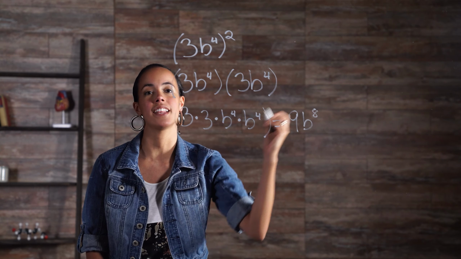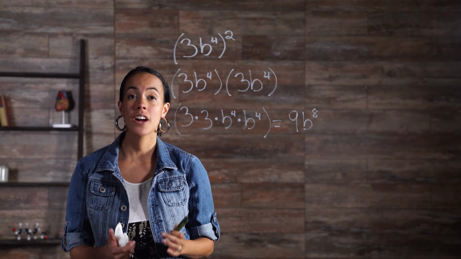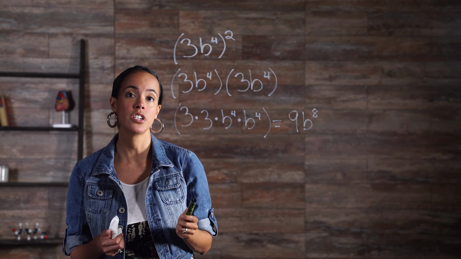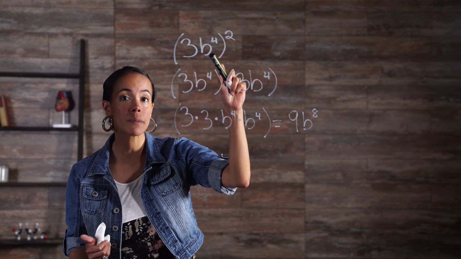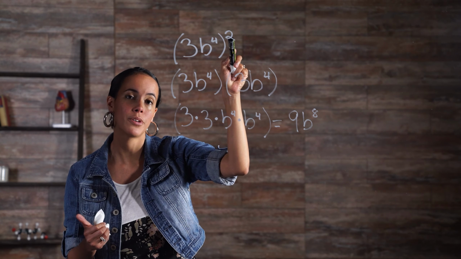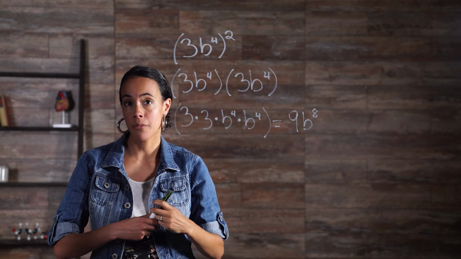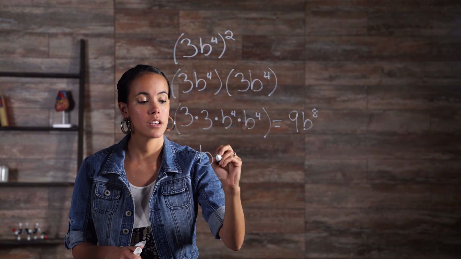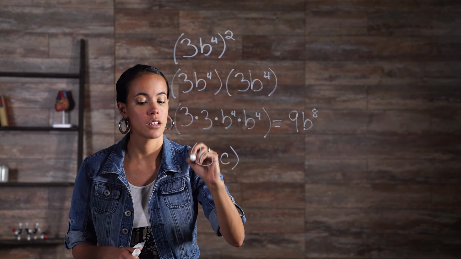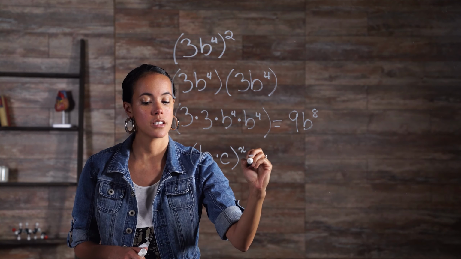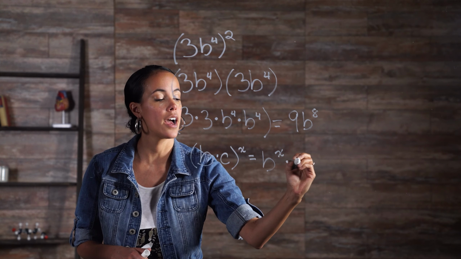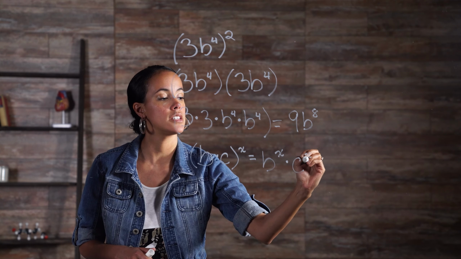9b to the eighth. This is called the power of a product property and illustrates that the exponent of each factor in the base must be multiplied by the power outside the parentheses. The general form for the power of a product property is b times c to the x equals b to the x times c to the x.